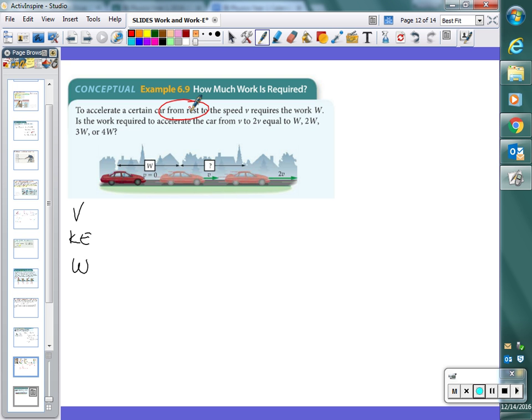Alright, what's the initial velocity of the car? 0, right? And then it says that it accelerates from 0 to a speed of v. And then a little bit later on, it accelerates from v to 2v. Okay? Good so far? Alright.